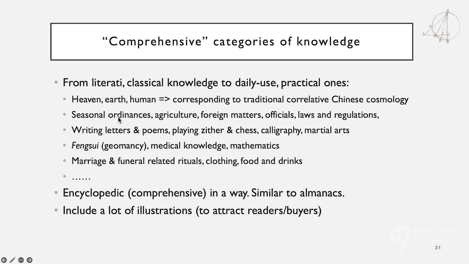Yeah. But beyond that, these are the traditional cosmology categories. But beyond that, they also have seasonal ordinances to tell a farmer when to spread seeds and to harvest and to do this and that for agriculture. And they have, for example, laws, and they tell you about the official boundaries.